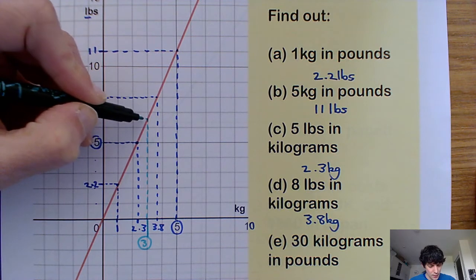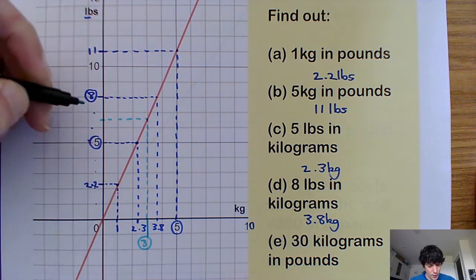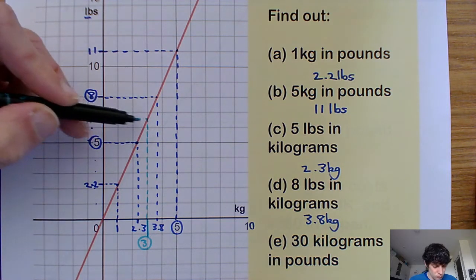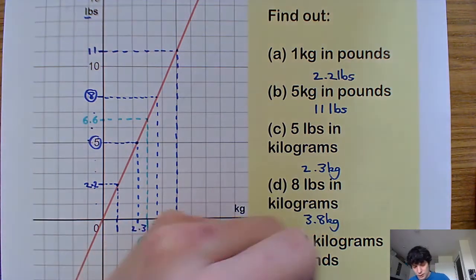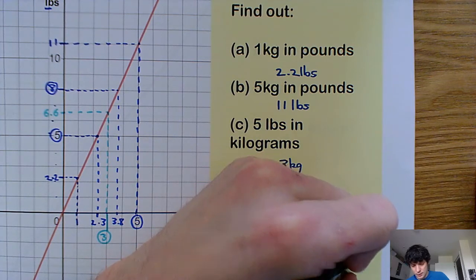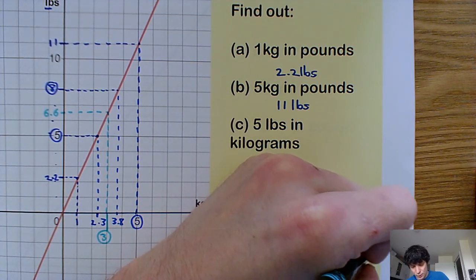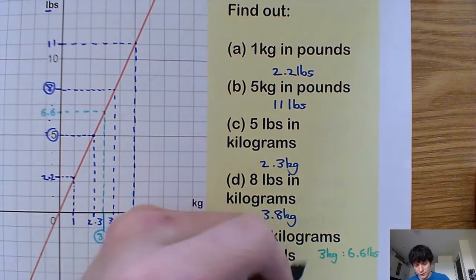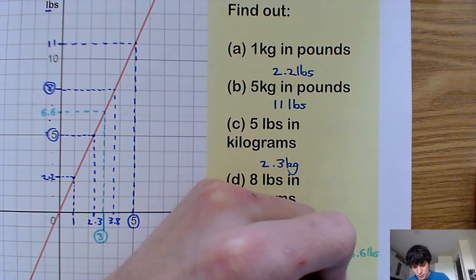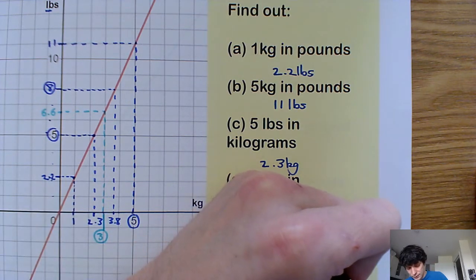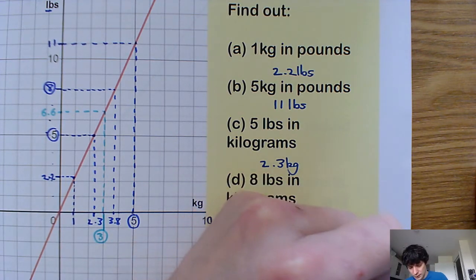I go up here and read across. I think that's about 6.6. So I think 3 kilograms is equal to 6.6 pounds. Well, I wanted not 3 kilograms, I wanted 30 kilograms. So what have I done to this side of my ratio? I've multiplied it by 10. So I'd do the same to the other side. So I'm multiplying both sides of my ratio by 10.